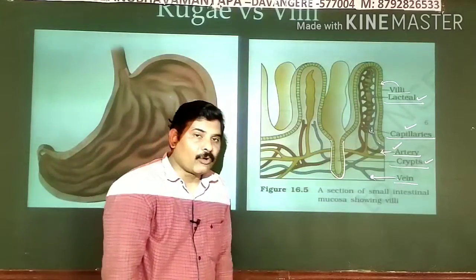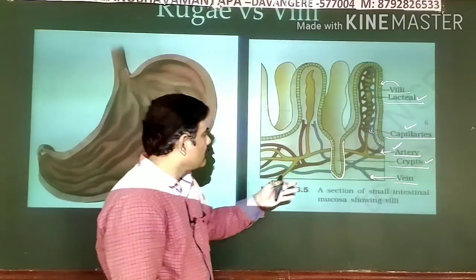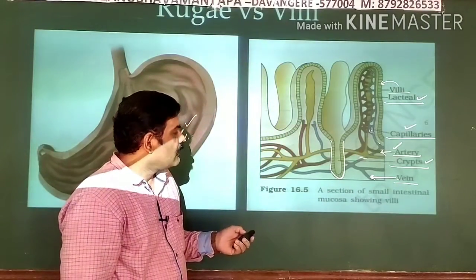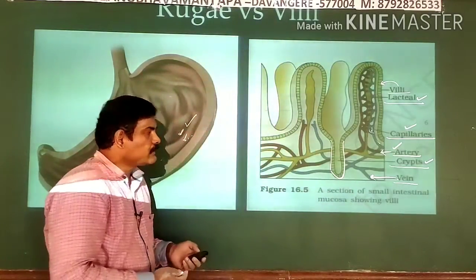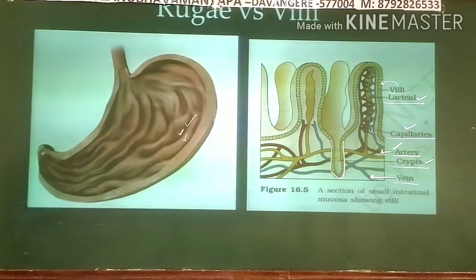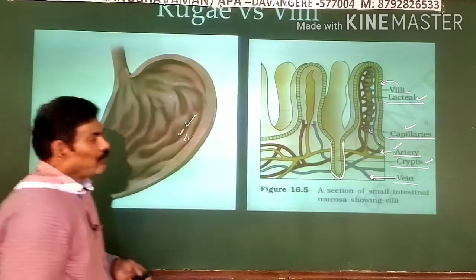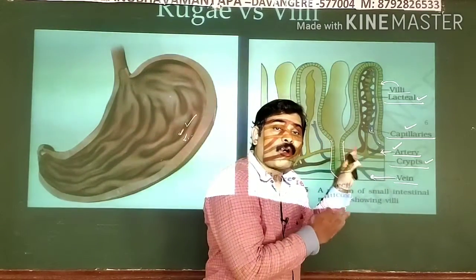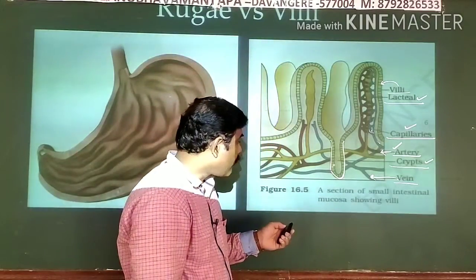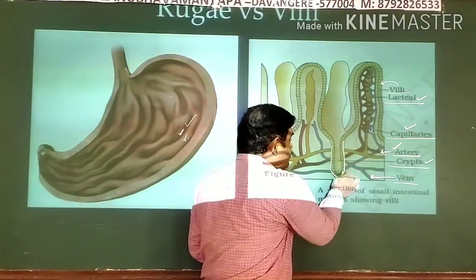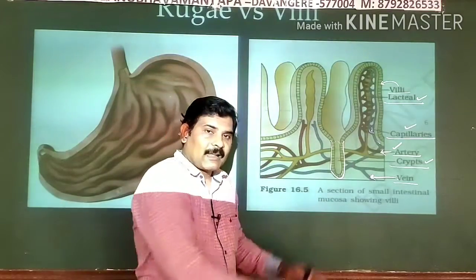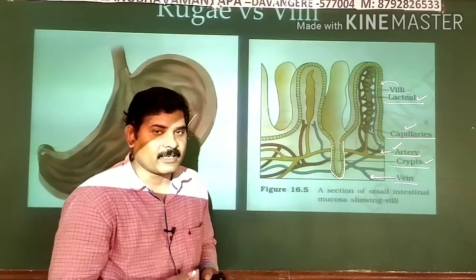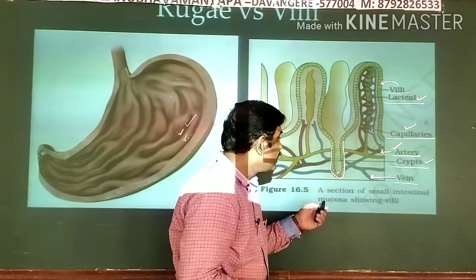And within which we can find these crypts present. Within these crypts you can see the crypts of Lieberkühn. Crypts of Lieberkühn are present within this area, which act like glands, and finally they secrete intestinal juice, succus entericus, as we call it. Crypts of Lieberkühn are present within this.